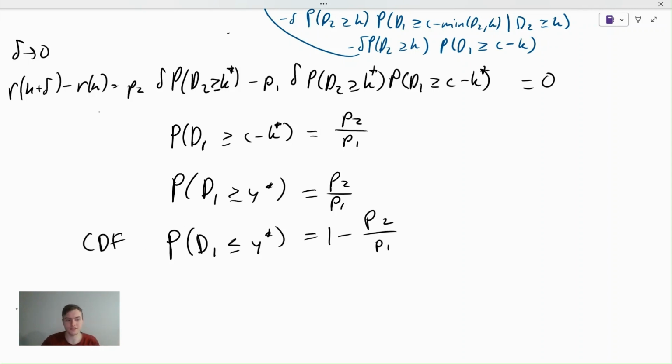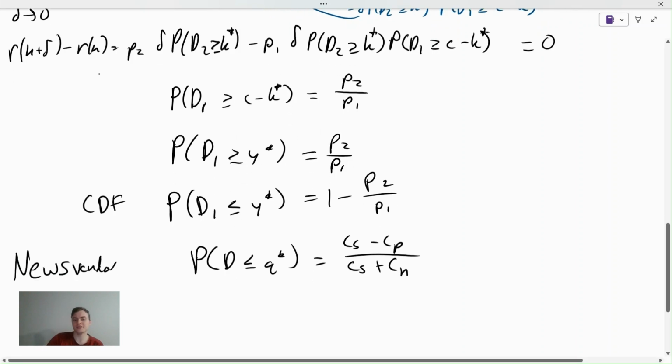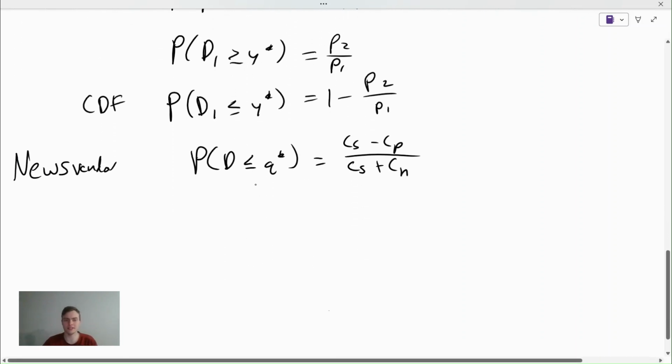And let's compare this result to our solution to a Newsvendor, which was probability D less than or equal to Q star, our CDF of D, equals CS minus CP over CS plus CH. And let's recall what those parameters mean, right?